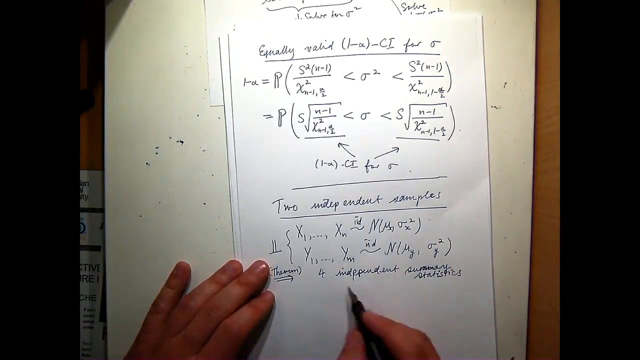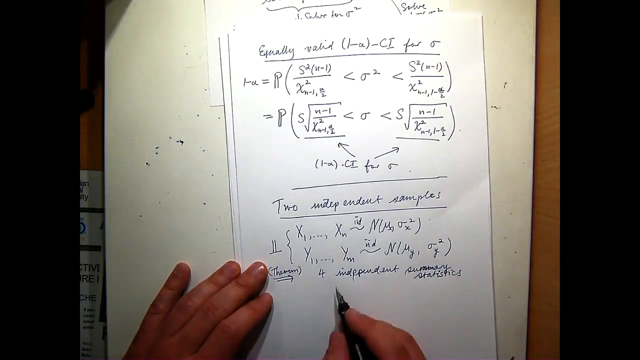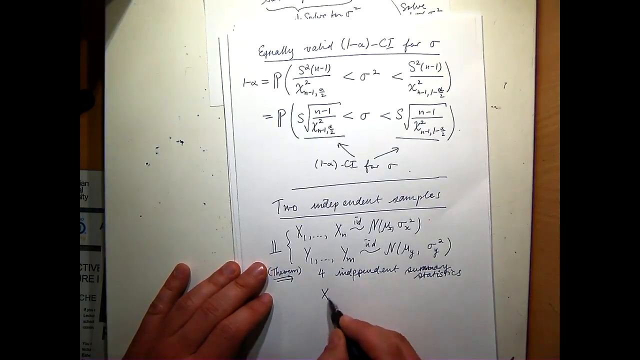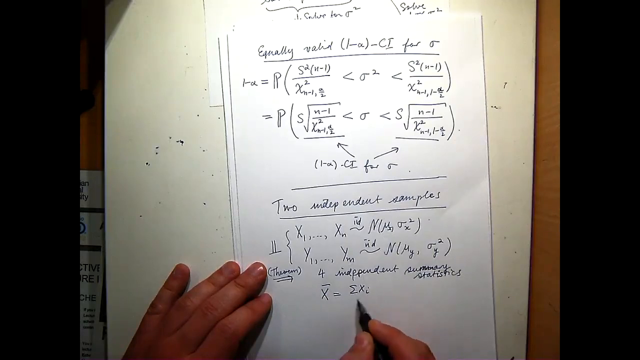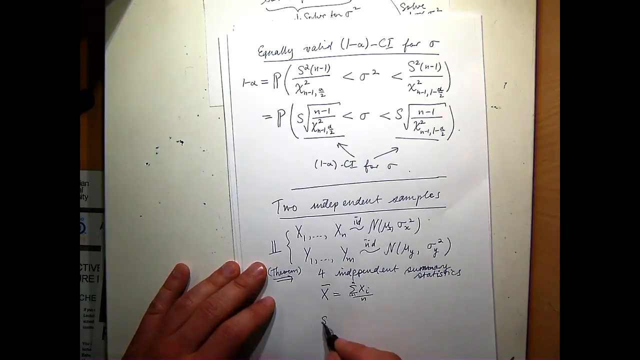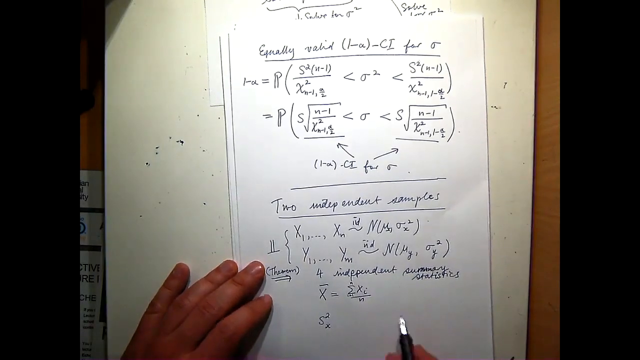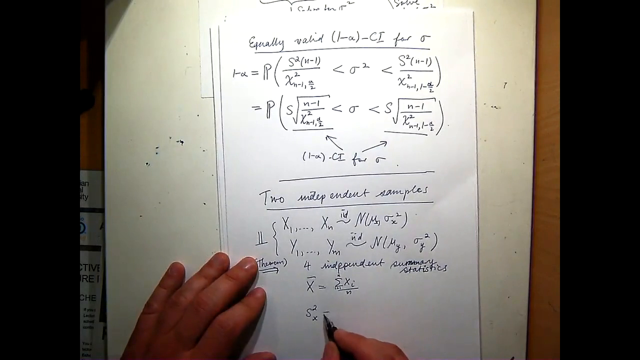will be enough. So the four mutually independent summary statistics are x bar, which is the sum of the xi's divided by n, sum from 1 to n. S squared, I'll have to call it s squared x because I'm going to have two sample variances: the sum from i equals 1 to n of xi minus x bar squared, divided by n minus 1.